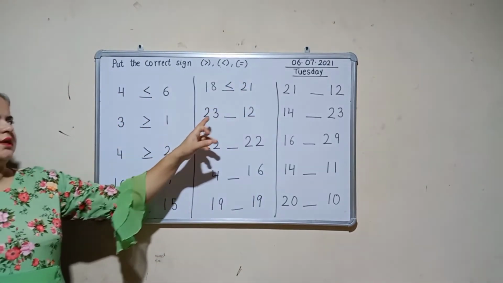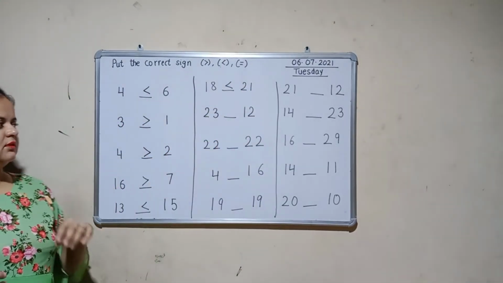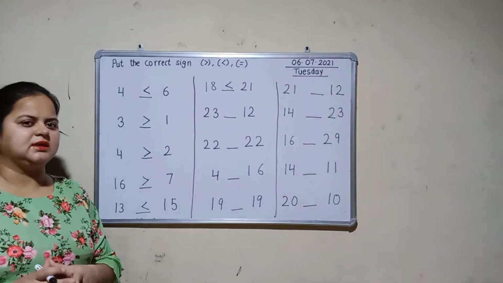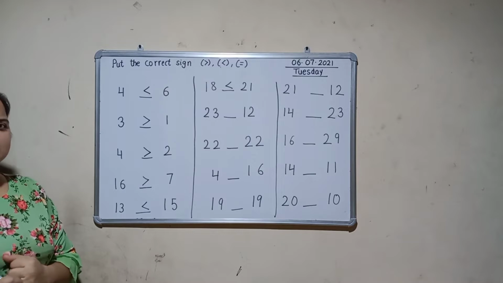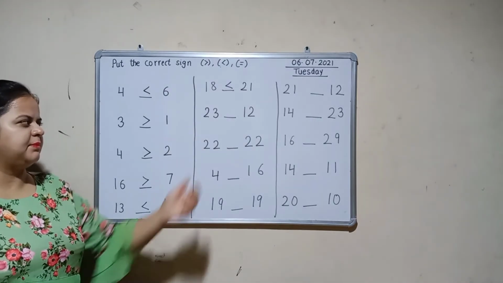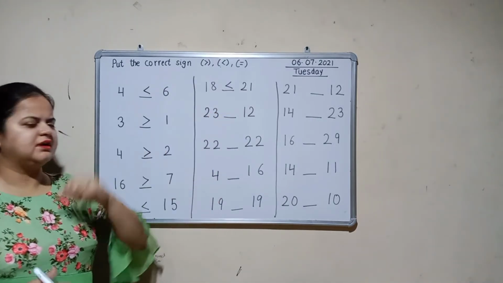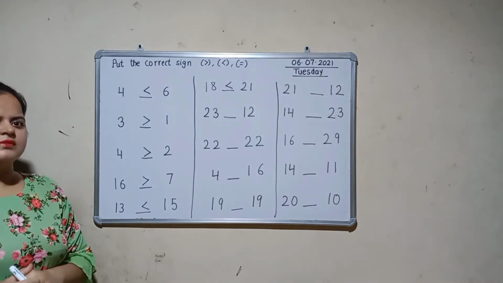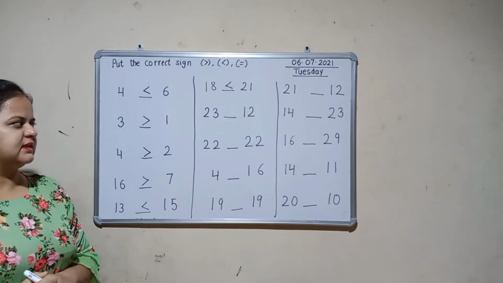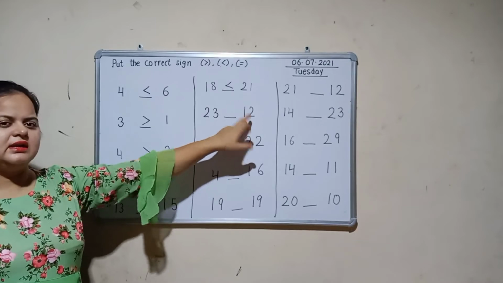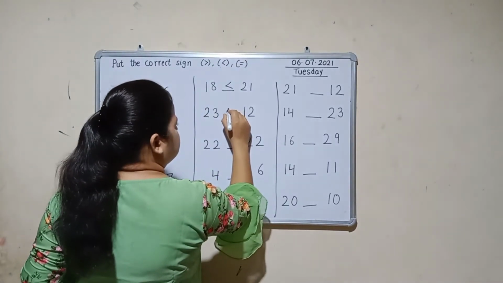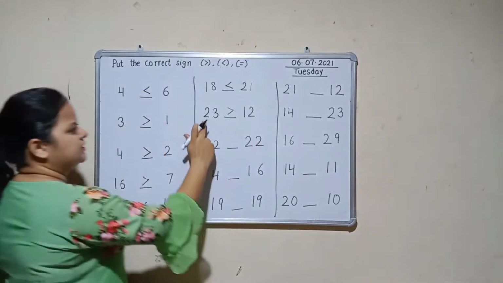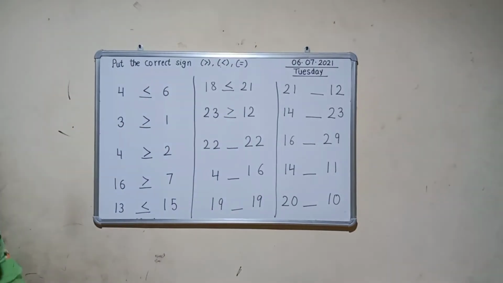Okay, 23 and 12. 12 and 23. Which comes first in counting? Yes. Which line comes first, 11 12 or 21 22? 11 12. Yes, exactly right. Okay, so 12 is smaller than 23. So we will make a sign like this. 23 is greater than 12.